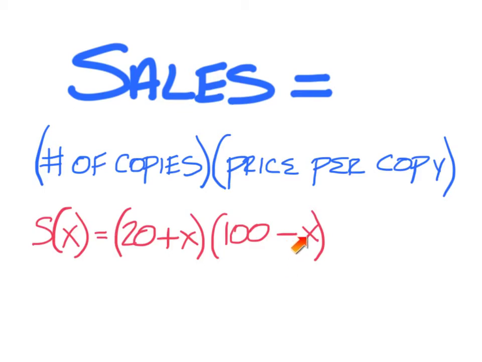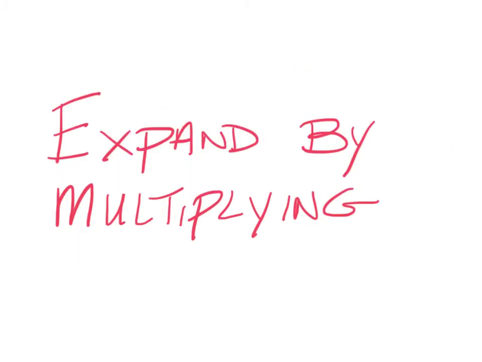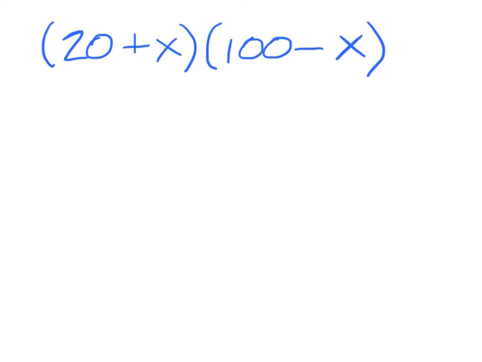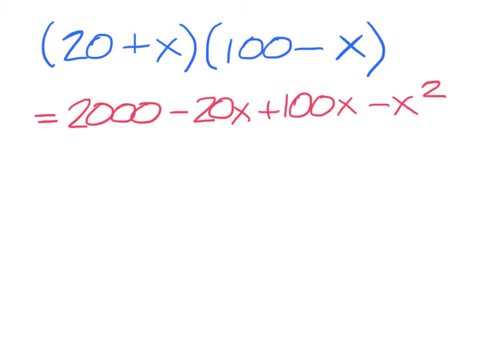Now expand it out by multiplying. You start with 20 plus x and 100 minus x, and end up with 2,000 minus 20x plus 100x minus x squared. You have to simplify this part here. Don't leave it unsimplified. So you end up with 2,000 plus 80x minus x squared. What must you do next?